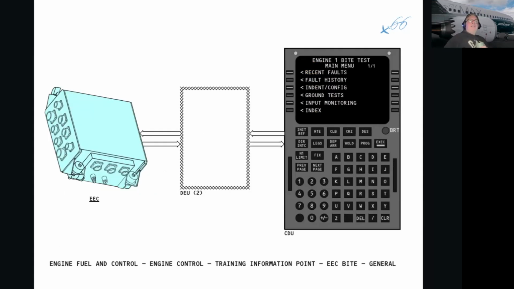The EEC can be tested on the CDU. You can see, for example, we can fish out recent faults on it, fault history, previous faults, the ident configuration. We can perform specific ground tests. We can look at input monitoring parameters. All these are selectable sub-menus of this menu where you can perform different tests.